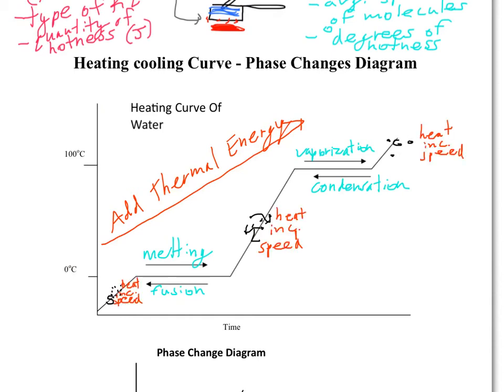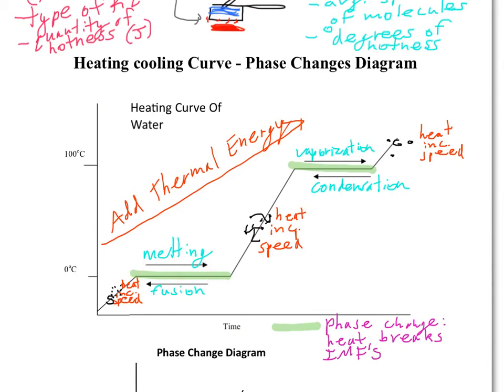However, during a phase change, at the boiling point and freezing point, here and here, that heat is no longer increasing the speed. So at a phase change, let's put a little key at the bottom. Phase change. Heat breaks IMFs, intermolecular forces, those things that hold the molecules near each other.